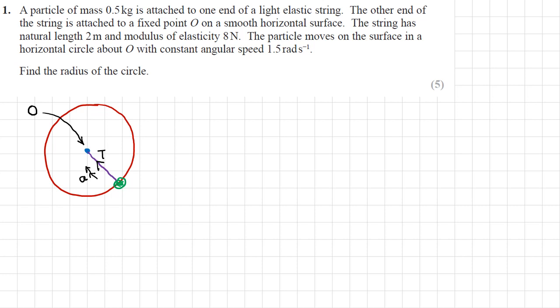Okay, so let's write down what we know and what we have. Whenever we have circular motion, the acceleration is given by the radius times omega squared, where omega is the angular velocity. We have the natural length of the string, which is 2 meters, so L is 2. We have the modulus of elasticity, which is 8 newtons. We have the mass of the particle, which is 0.5 kg, and we're told the angular speed, so omega is 1.5.